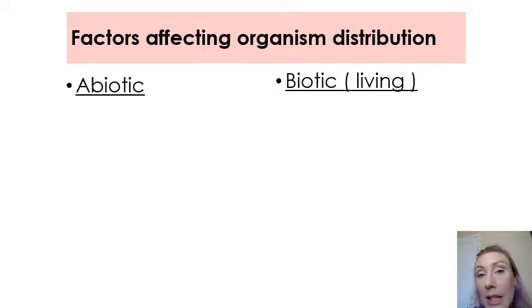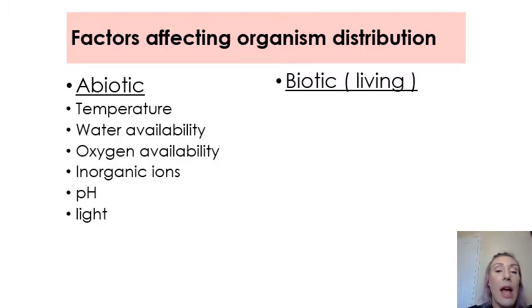Do you want to write down your ideas? Okay, should we have a review? Should we see what you've got? Okay, so abiotic then are the non-living factors within an ecosystem. So things like temperature, water availability, oxygen availability, inorganic ion concentration in the soil, pH of the soil, light intensity, light availability, and the list can go on.